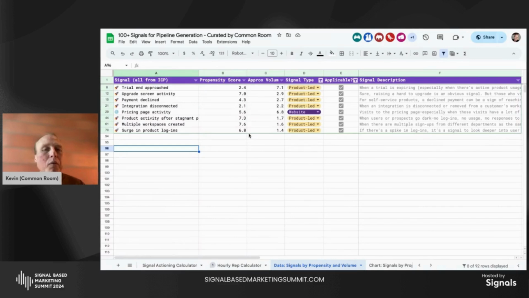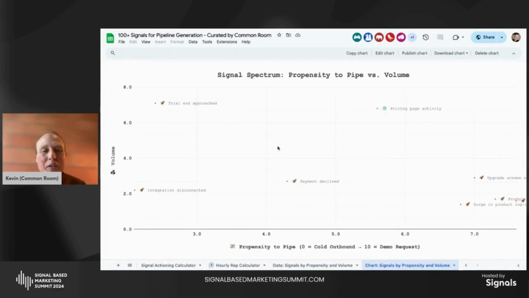From here, what I would look at is, okay, what is the likelihood to convert, and what is the volume here? And try to map these onto a graph with one of these as a y-axis and one of these as an x-axis. The good news is that I've done this for you already here. You can see how this is mapped out in terms of propensity to convert, and also volume of signal. What you're looking for in terms of where to start for actioning on signals is in this upper right quadrant here.